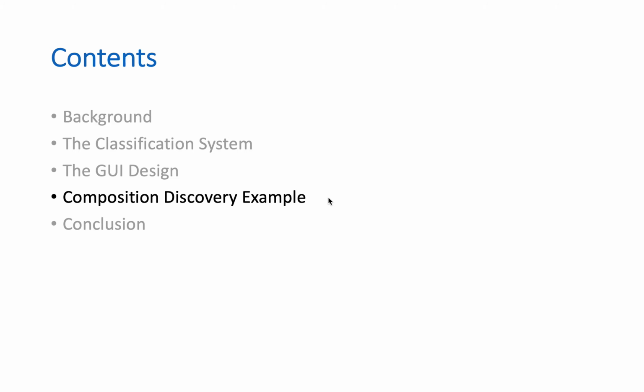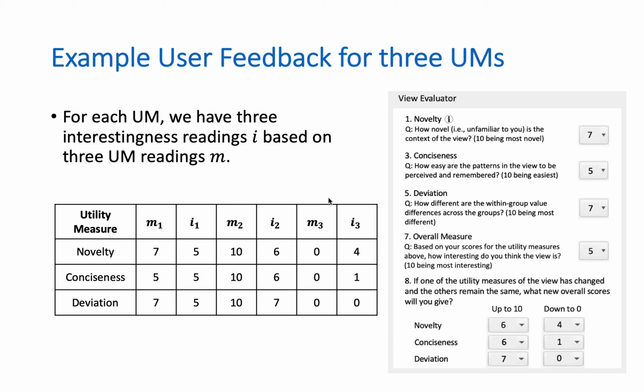After that we will introduce an example to illustrate how we could find a potential composition form for view interestingness based on user feedback in the GUI. We give an example feedback which contains 3 utility measures. For each measure, we can get 3 readings of view interestingness.